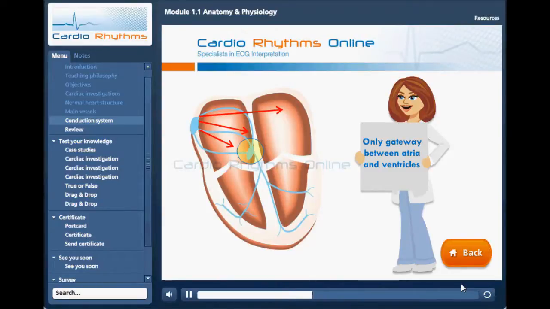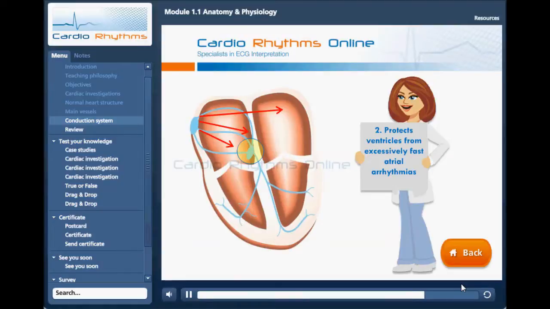The AV node has three special roles. Number 1. It slows down or delays the impulse to allow the atria to finish contracting so that overfilling of the ventricles can occur. And, as we know, this is important to allow for maximum ventricular contraction. Number 2. The delaying of the electrical impulse can serve as a protective mechanism in that it protects the ventricles from excessively fast atrial arrhythmias.